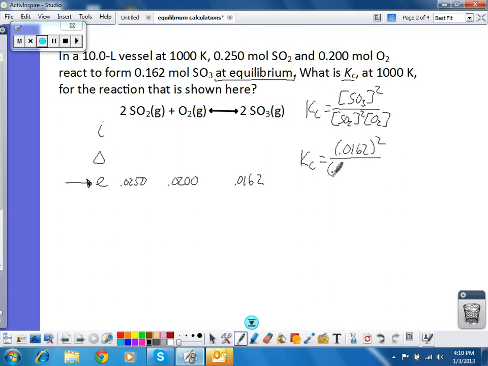Make sure you use your exponents. Don't forget them once you actually plug values in. Put that in your calculator, and when you solve it to three significant figures, you get 21.0. So that's a pretty simple, straightforward problem using an ICE table.